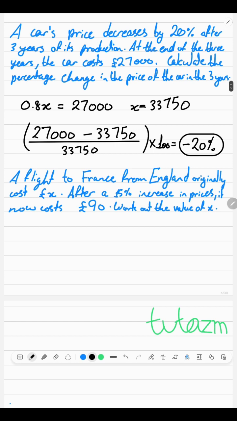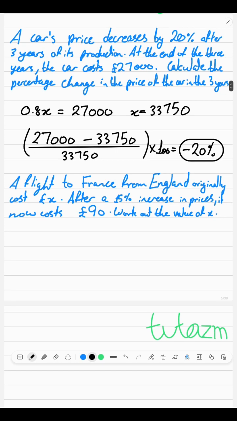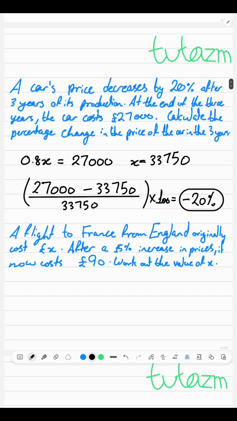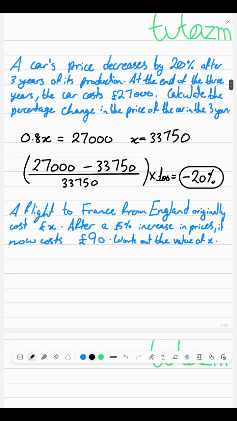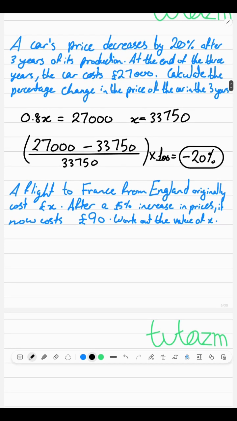Okay, so a flight to France from England originally cost X pounds. After a 15% increase in prices, it now costs £90. Work out the value of X. We're told that the original cost is X pounds. And then after a 15% increase, so 0.15 plus 1, so 1.15X, and that is equal to 90.